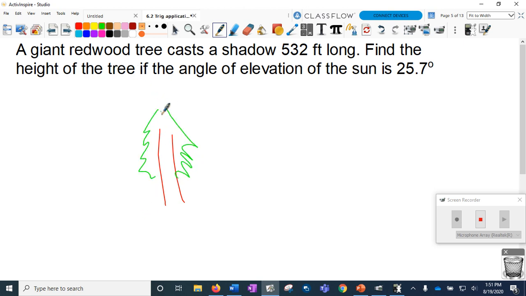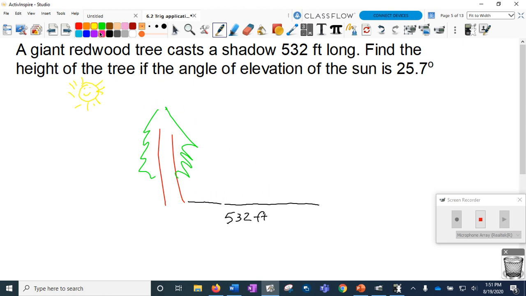Giant redwood tree casts a shadow. Where do we find shadows? Well, we find shadows on the ground. The shadow is 532 feet long. And the only reason it's casting the shadow this way is because the sun had to have been up over here. Okay, happy little sun. It's casting that shadow by shining this way. The shadow is not up here in the sky. The shadow is on the ground.